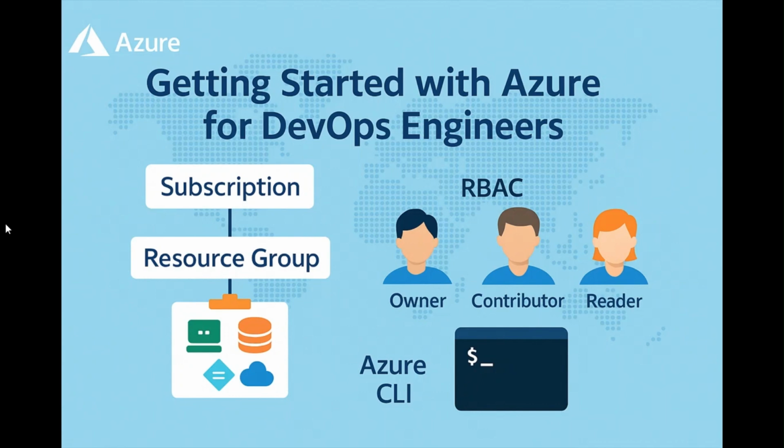So coming to the next part, that is RBAC, role based access control. It's an Azure security model for controlling who can do what. Basically, as you can see on the screen, we have three different roles. One is owner, one is contributor and one is reader. So who is the owner? Owner is the one who has full control over resources, including assigning roles. So owner is, you can say, a root user, who has control over every resource, and he can assign roles to others, like contributor or reader.